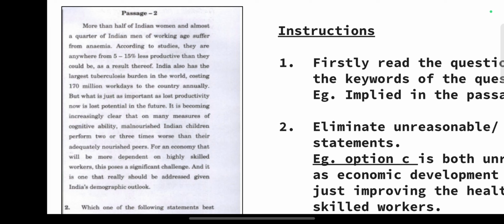India also has the largest tuberculosis burden, so it is talking about another health issue, TB, which is costing 170 million work days to the country annually. So it is leading to productivity loss. But, pay special attention to words like "but": what is just as important as lost productivity now is lost potential in the future. Lost potential signifies the lost potential of India's growth story.